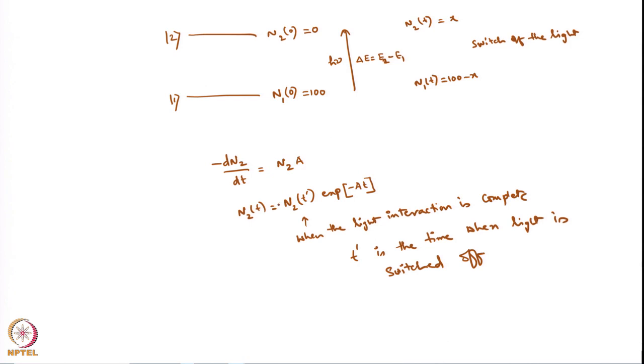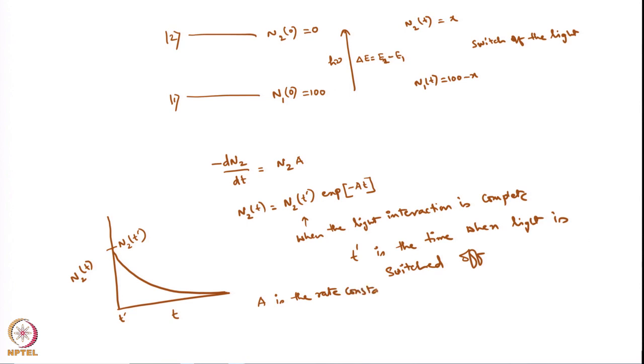Now, this is an exponential, you can see this. So, what it does is the following. You can think of it like this: time and N2 of t. It will have some value and then it exponentially decays. This value will be nothing but N2 of t prime. It starts at t prime, and it goes to infinity. And you see, this is asymptotically going to 0. Now, this is a first order equation, so your rate constant will be A. So, A is the rate constant. If A is the rate constant, 1 by A is called lifetime.